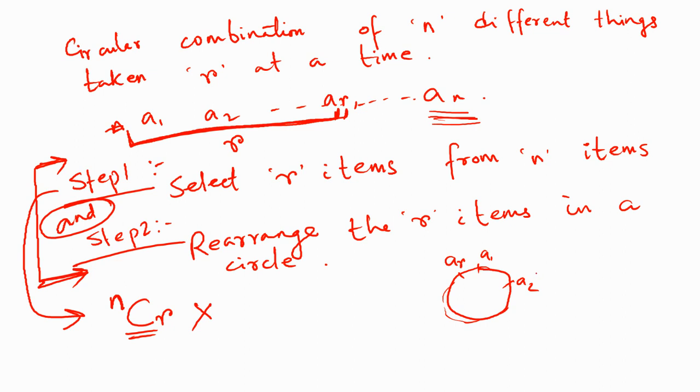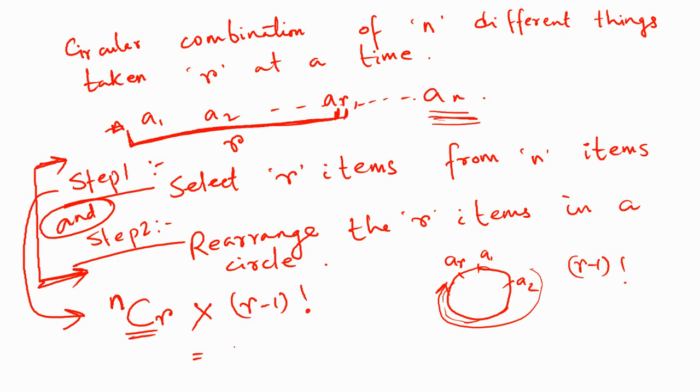What did I say? If there are n items, they can be rearranged in n minus 1 factorial ways. So if there are r items, they can be rearranged in r minus 1 factorial ways, right? So this will be nCr times (r minus 1) factorial ways.